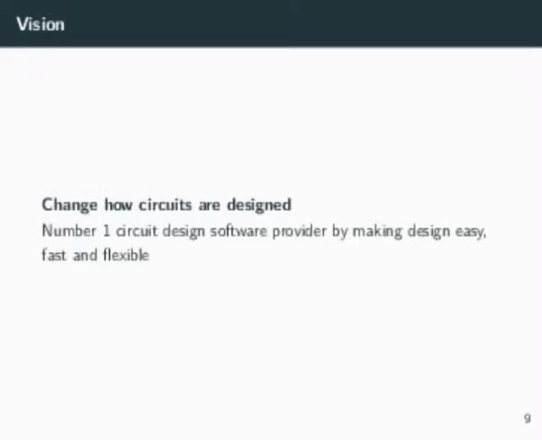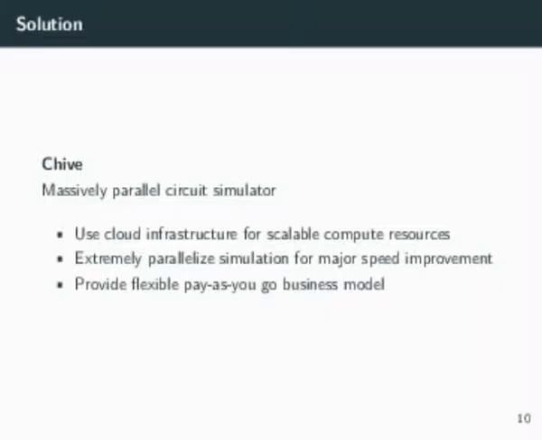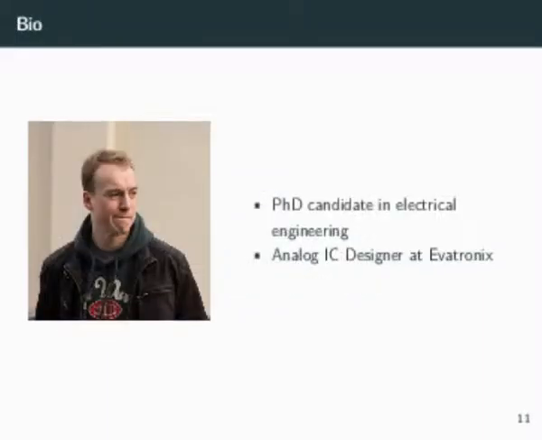I want to change that by creating a company that will be the number one provider of electronic design automation software that will be easy to use, fast and flexible. The first step towards my goal will be Chive, a revolutionary parallel circuit simulator. It will use scalable cloud infrastructure that will allow us to extremely parallelize circuit simulation for major speed improvement, and all of this will be provided with a flexible pay-as-you-go model.